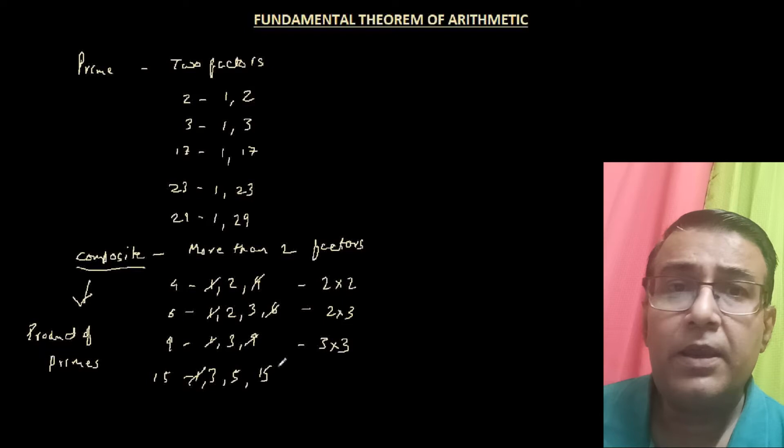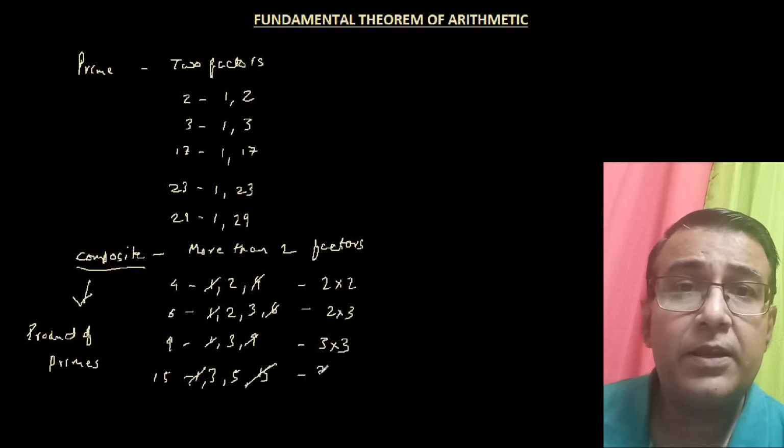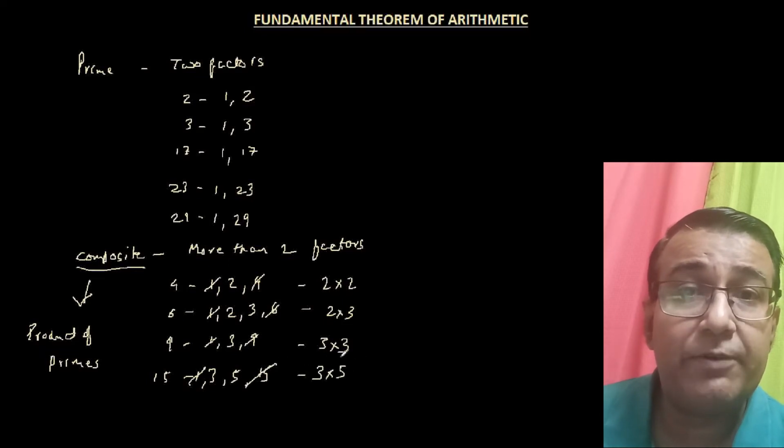And the number 15, let me cut out 1 and 15. So what I am left with is 3 times 5, which is 15.